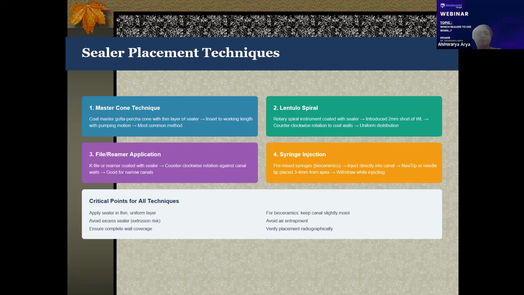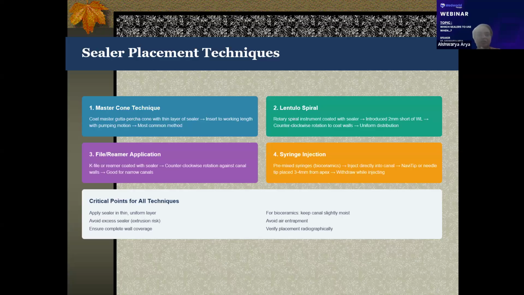Now, once you have understood how you're supposed to place your sealers in which clinical condition, we also would like to focus on the different techniques that are required for placing your sealers. So the first would be the master cone technique. It's very easy. We place the master cone with a very thin layer of sealer and we insert it up to the working length in a pumping motion. This is the very common technique that we use.